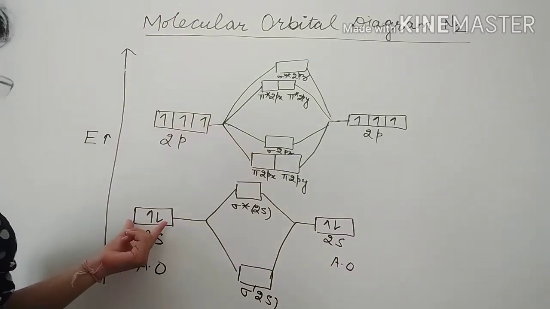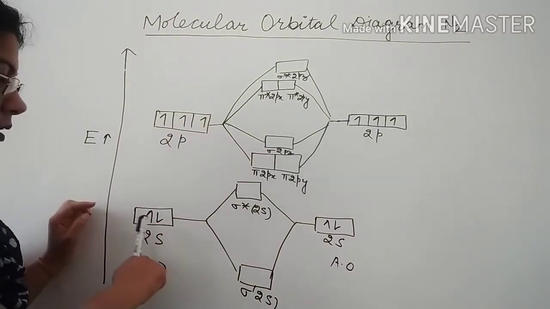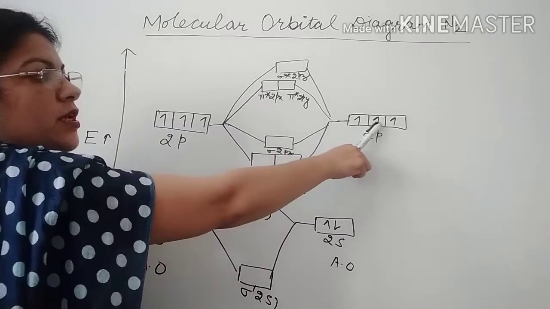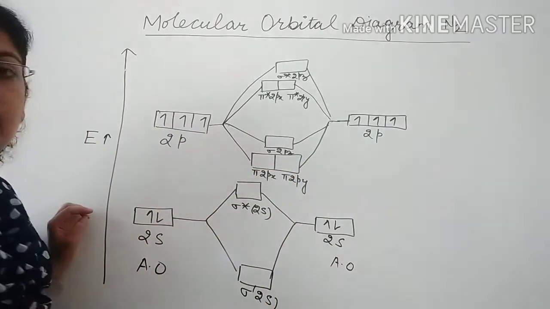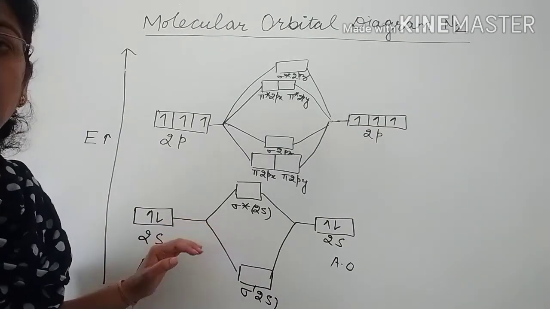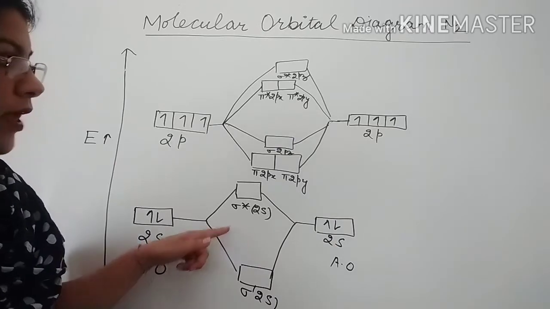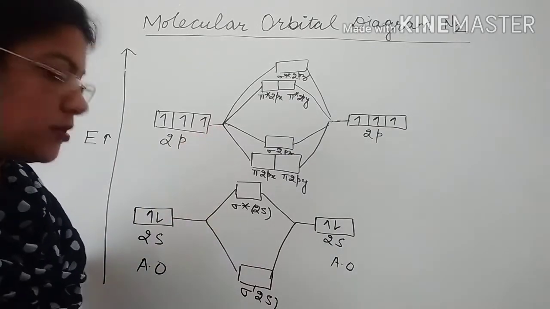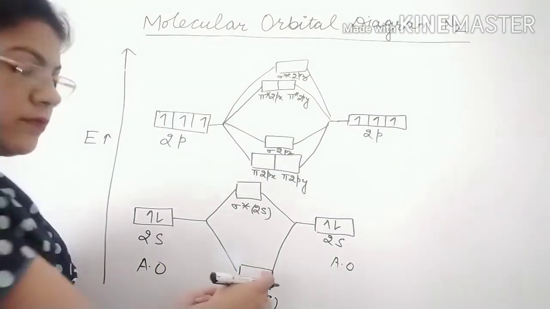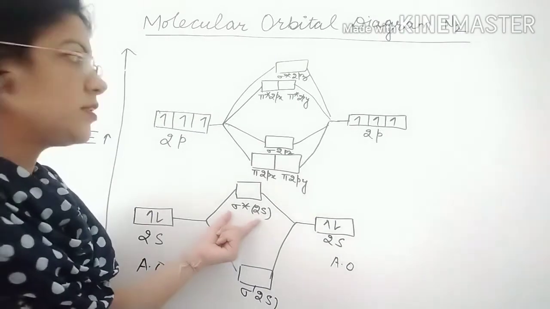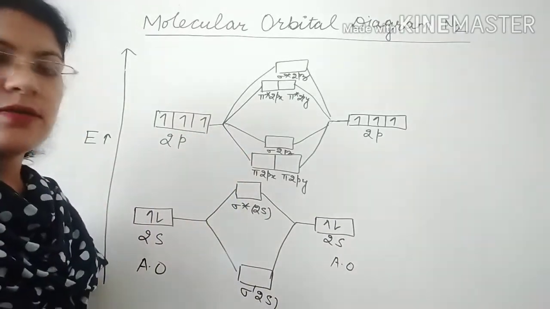Here the total atomic orbitals are 1, 2, 3, 4, 5, 6, 7 and 8. A total of 8 orbitals are combined together and they form 8 new orbitals. Out of the 8 new orbitals, 4 are bonding, having lesser energy, and 4 are antibonding, having greater energy.